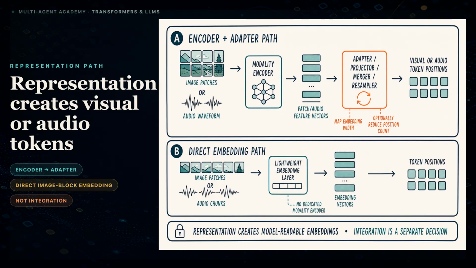Audio encoders produce sound feature vectors, and audio adapters map them to audio token positions. Some architectures skip a dedicated modality encoder and project fixed-size image blocks or audio chunks through lightweight embedding layers. This representation path explains how media becomes token positions, not how those positions interact with text.